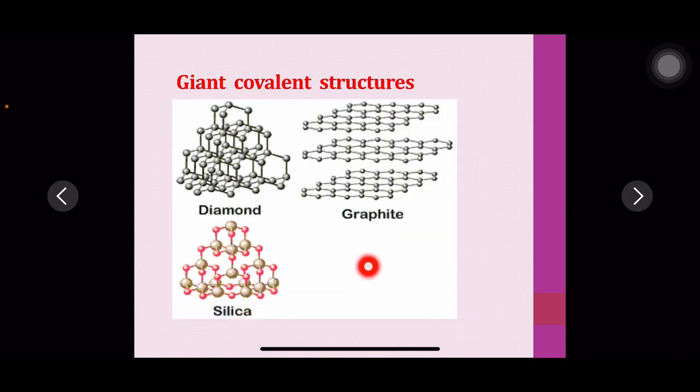Then comes giant covalent structures. Some examples in IGCSE syllabus are diamond, graphite and silicon dioxide or silica. Diamond and graphite are 2 forms of carbon and this is silica, which is a silicon dioxide. These are giant covalent structures with very high melting points.